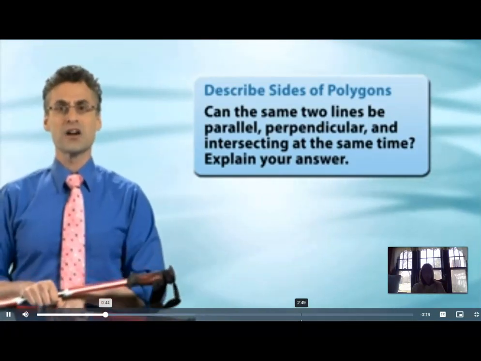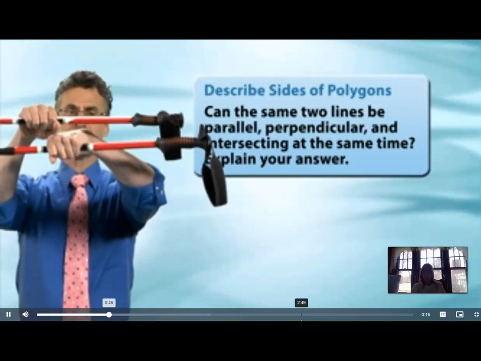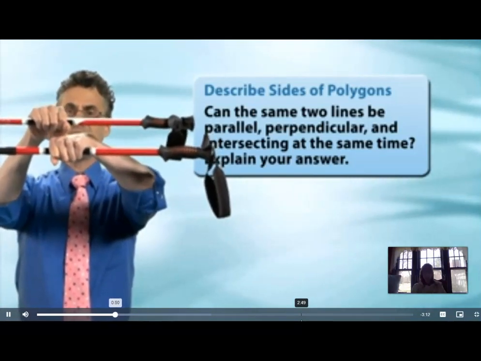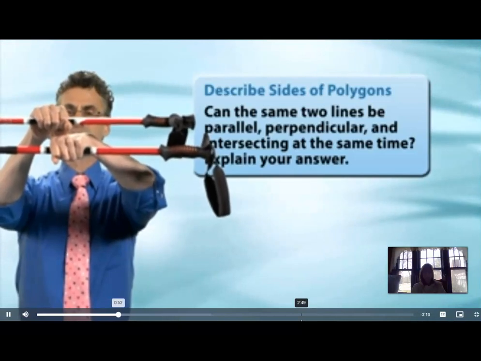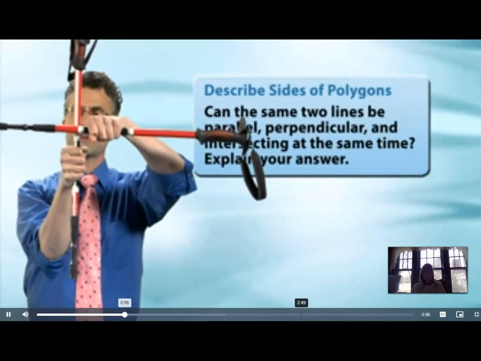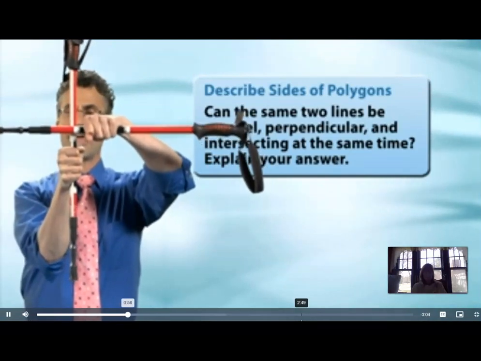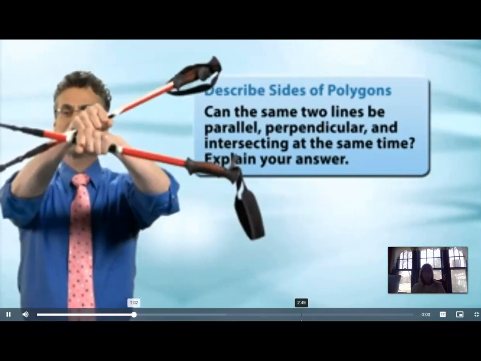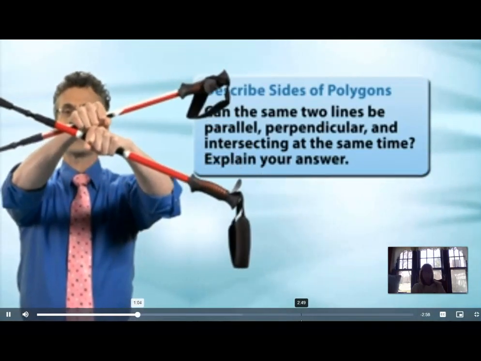So two lines are parallel if they kind of look like this, meaning that they're always the same distance apart, and they never ever will pass through each other. Now, two lines are perpendicular if they cross each other and form right angles. And two lines intersect if they just cross somewhere, somehow like that.